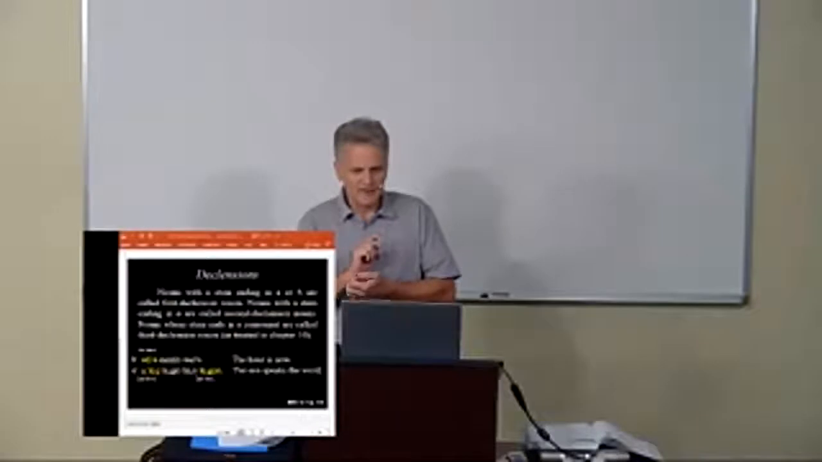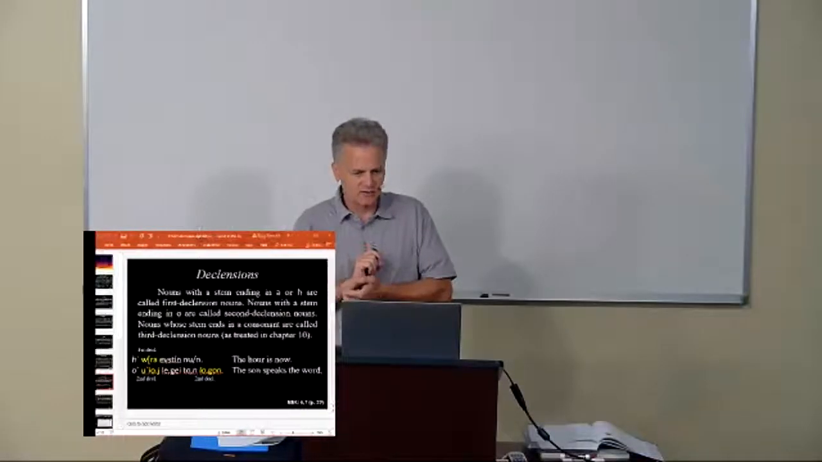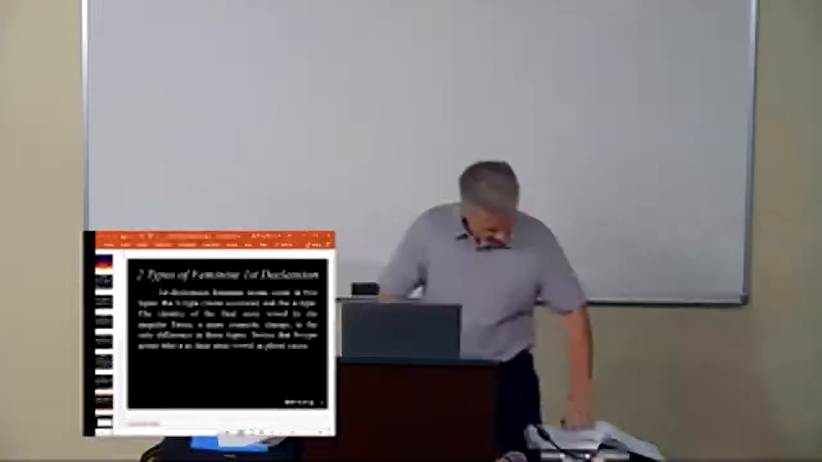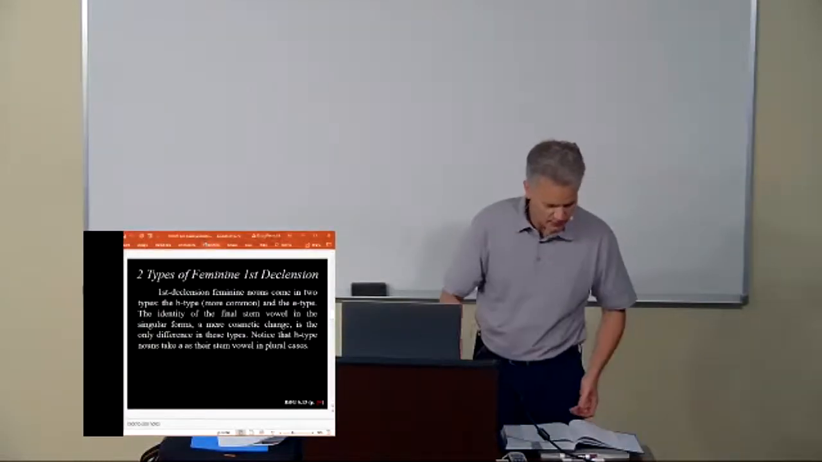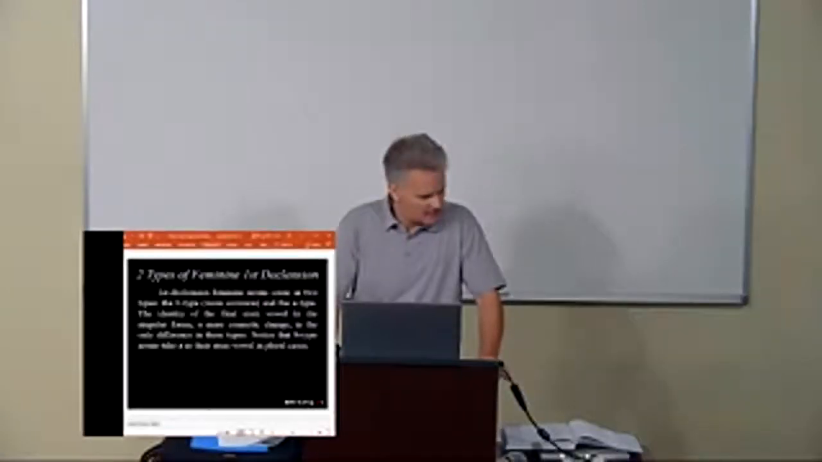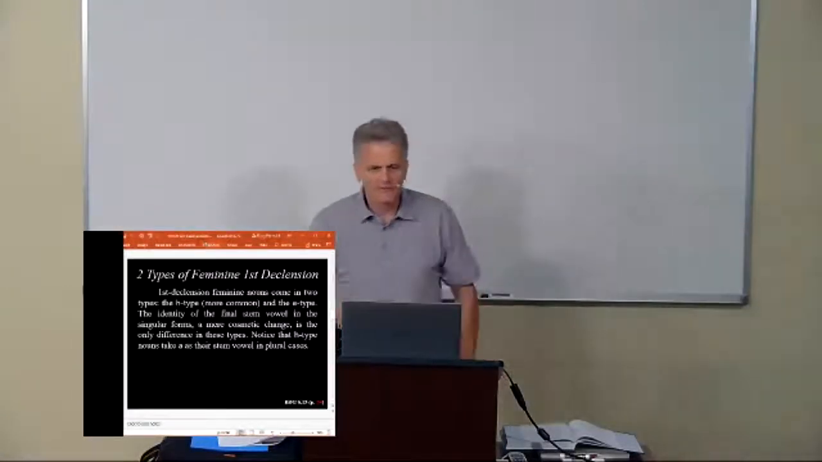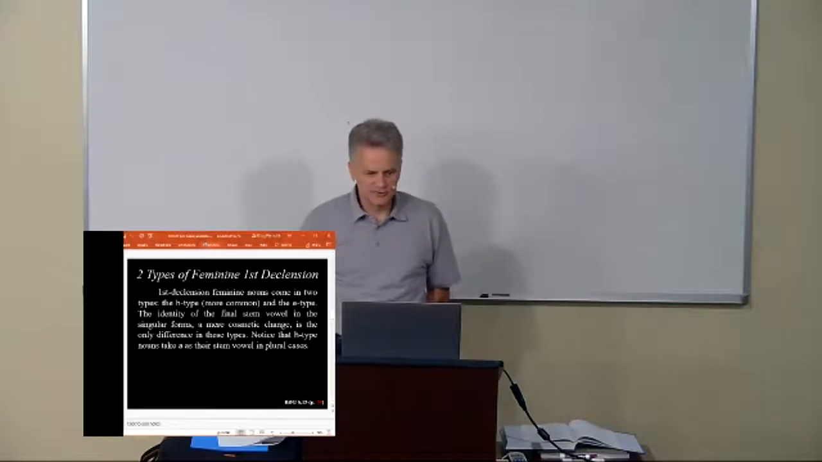All right. Well, I will do my best, especially if I have my clicker. There we go. All right. Two types of feminine first declension. Now, for this, actually, I'm going to want you to have page 34 handy in your book if you have your book. If you don't, you could look on with a neighbor. So, first declension feminine nouns come in two types. The eta type, which is more common, and the alpha type.